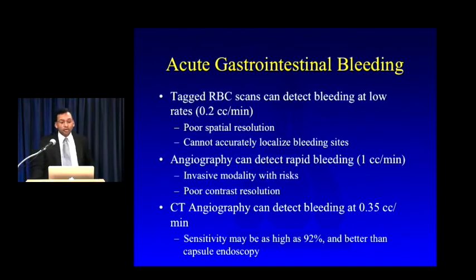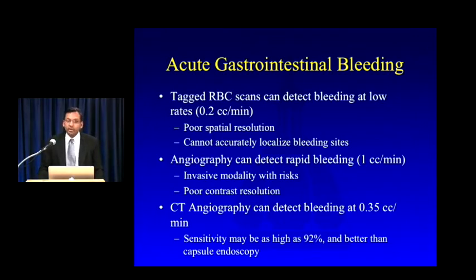Now, there are some other options, including tagged RBC scans or angiography, but honestly, both of these other options have their limitations in the small bowel. Tagged RBC scans are quite sensitive, but they have poor spatial resolution, and they're not going to allow you to localize the bleeding site with a great deal of accuracy, and they're not going to give you more information about why the patient is bleeding. So if the patient has Crohn's or ischemia or an AVM, that is not information that you're going to get from a nuclear medicine study.